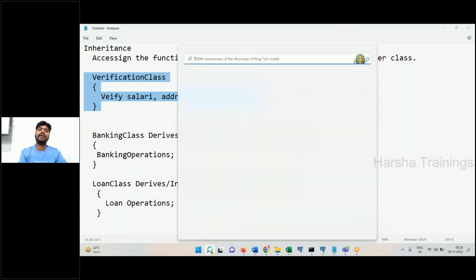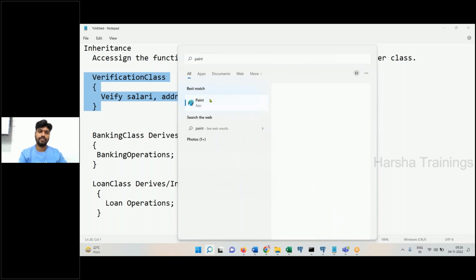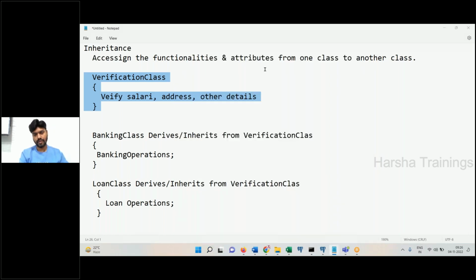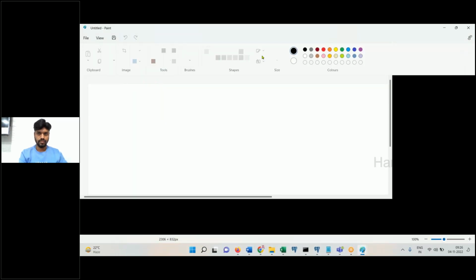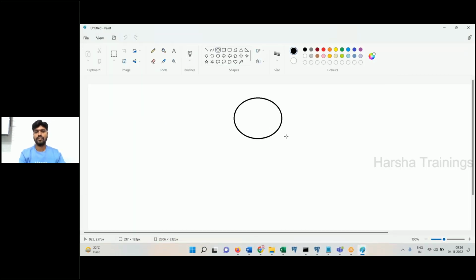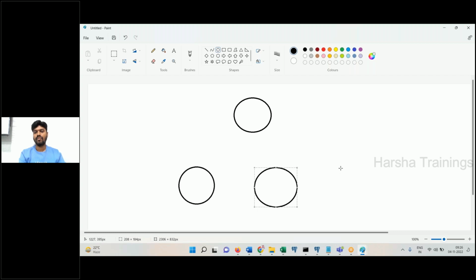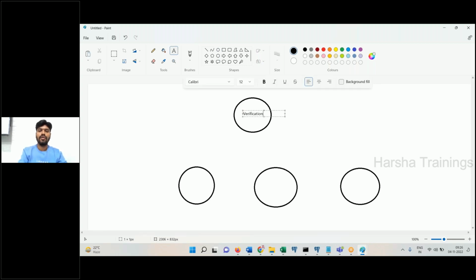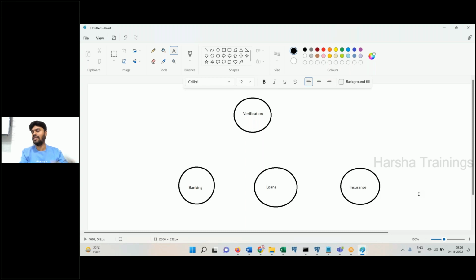Let me explain this with a Paint diagram. Okay, here you go. This is verification. And what about this one? Banking. This is loans. This is insurance. These three are, diagrammatically, at present independent.